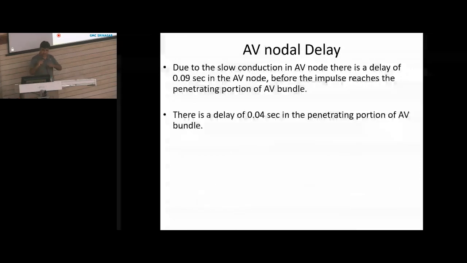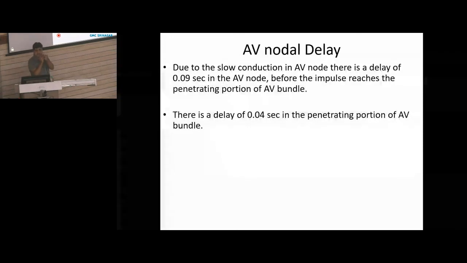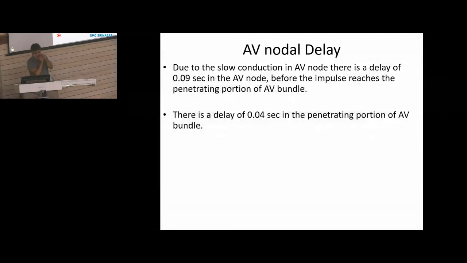Again, there is a further delay of 0.04 seconds in the penetrating portion of the AV bundle, the portion which is penetrating this non-conducting band. There also there is a little delay of 0.04 seconds. So what is the total delay? 9 plus 4, so 0.13 seconds, isn't it? 0.09 plus this another delay of 0.04. So 9 plus 4 is 0.13 seconds.